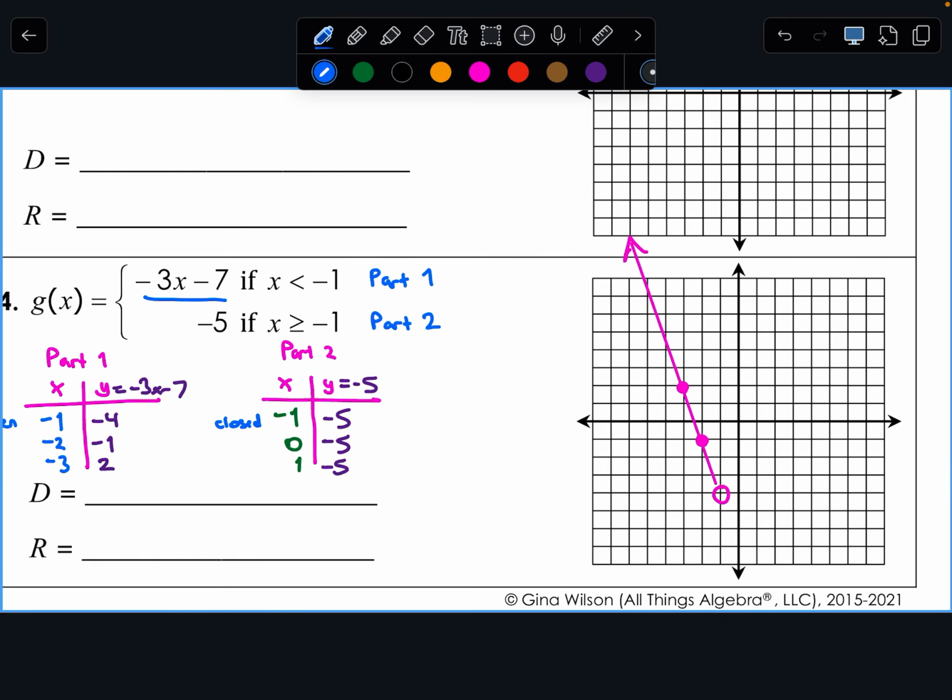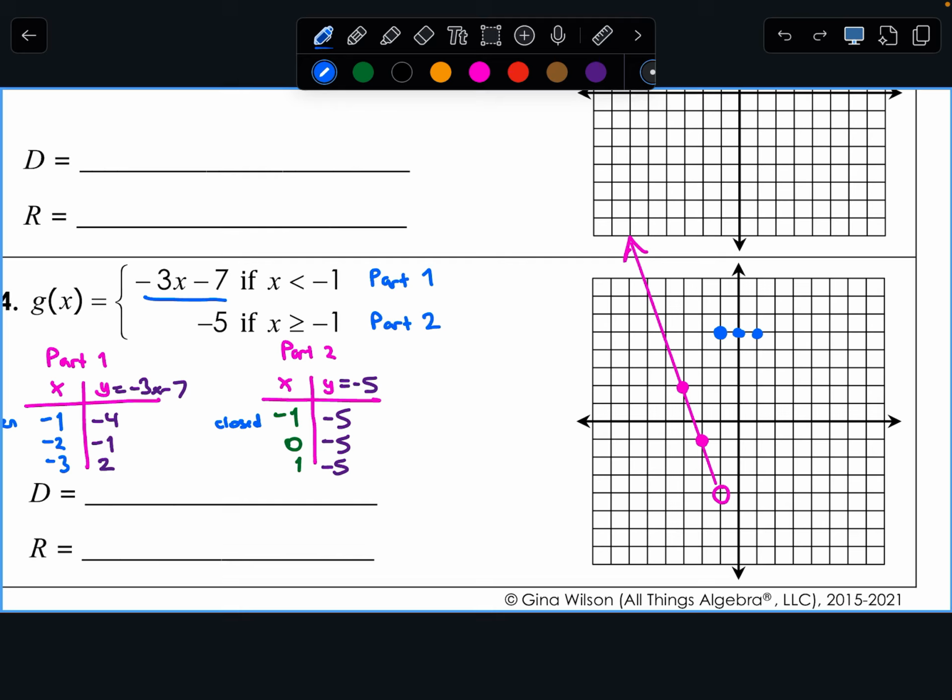So -1, -5. I'm going to go to -1 to the left and then down 5. So 1, 2, 3, 4, 5. So that's going to go right here. Okay? Then I'm going to plot 0, -5, which is right here. Then I'm going to plot 1, -5, which is right there. Now, again, it's going to continue to be greater than or equal to -1. So that means I'm going to draw my line.